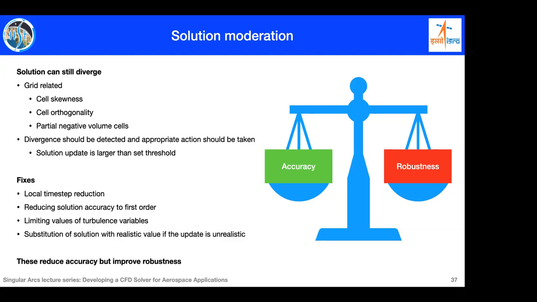When we do all these things, we are trying to build robustness, in which we are reducing accuracy. But in order to run multiple simulations and get the solution, somehow we need to balance: how much robustness we want against how much accuracy we want.